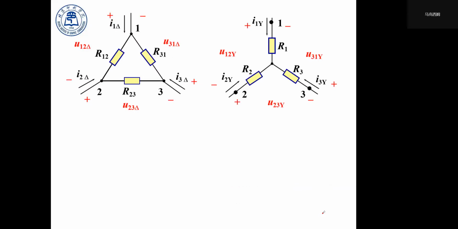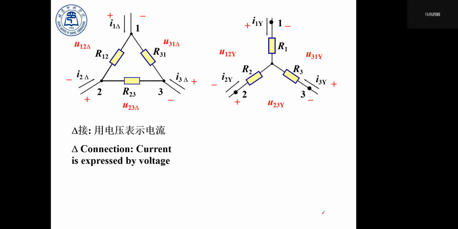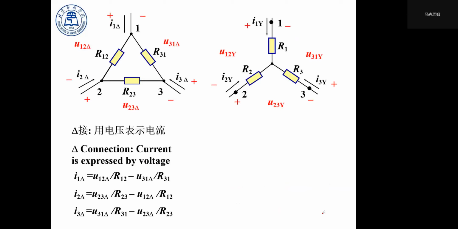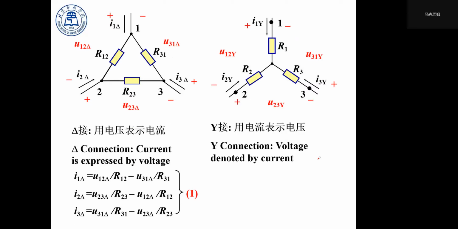From these conditions, we have deduced several sets of equations from the KCL, Kirchhoff's current law, and from Kirchhoff's voltage law, we can reach the other set of equations that describe the relationship between the terminal current and the voltage over two terminals.